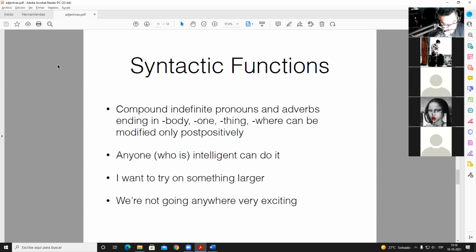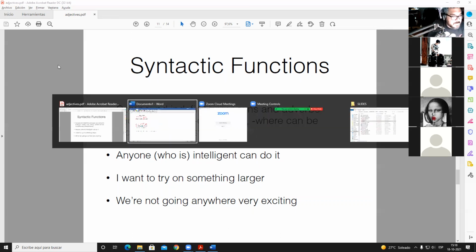The last one: we're not going anywhere very exciting. We can see how anywhere, the adverb, is being postmodified by an adjective phrase, and that's something interesting. Yes, you can have adjective phrases postmodifying certain specific words, like the ones written in the previous paragraph, right?